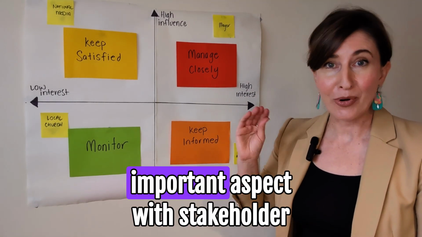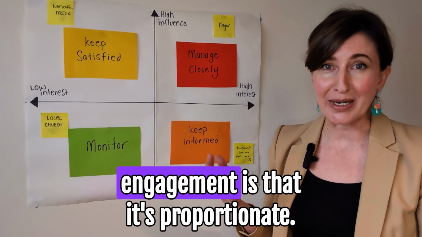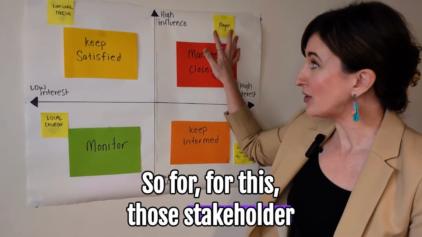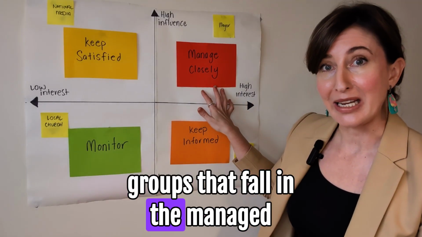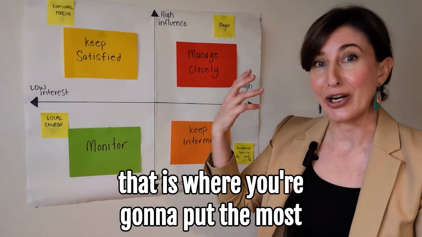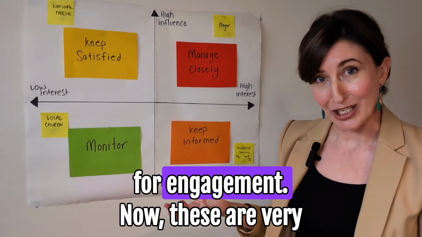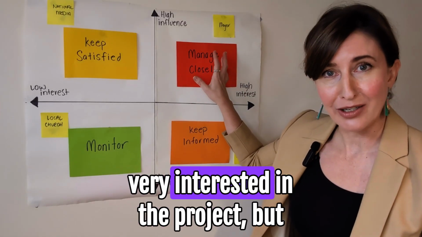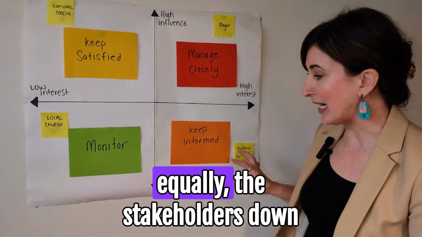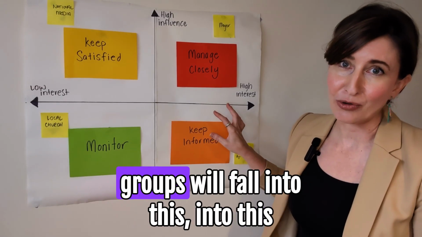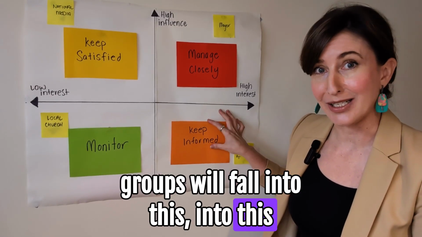So now an important aspect with stakeholder engagement is that it's proportionate. So for this, those stakeholder groups that fall in the manage closely or the keep informed quadrants, that is where you're going to put most of your effort for engagement. Now, these are very influential stakeholders and very interested in the project, but equally the stakeholders down here, and often your directly affected groups will fall into this quadrant down here.